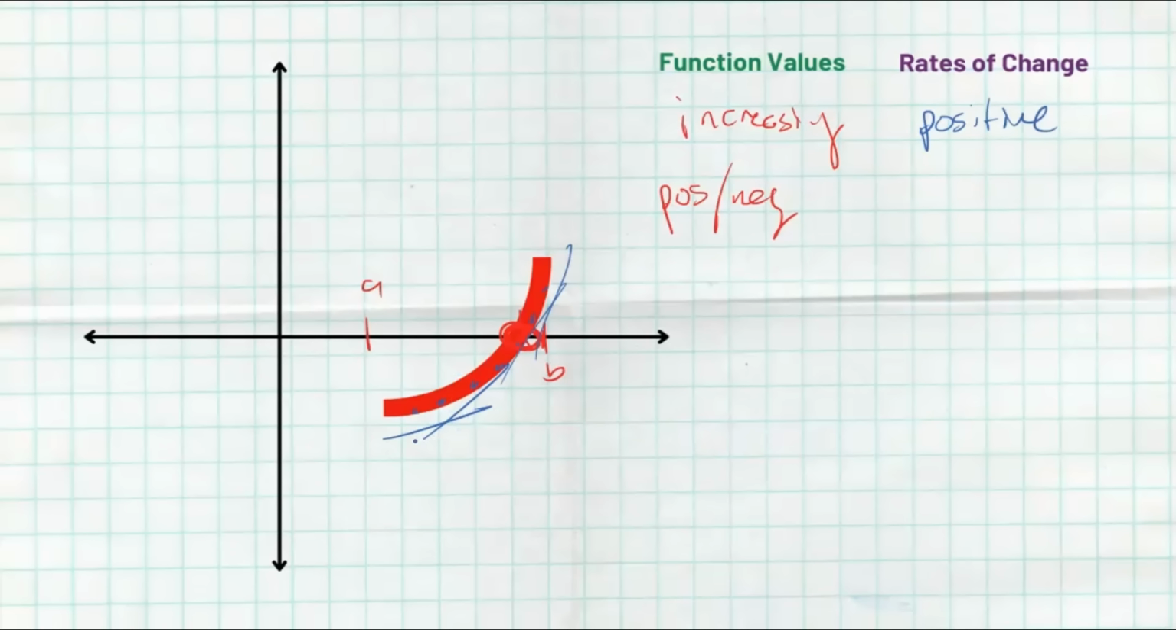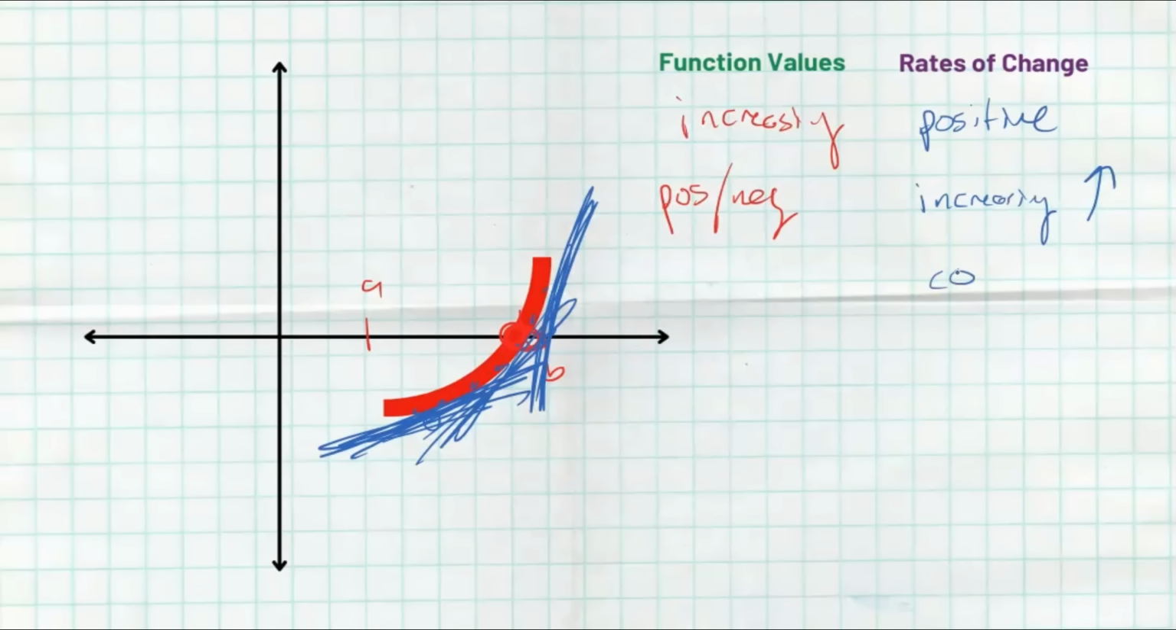So the rates of change are positive. That's awesome. But notice what's happening. They're becoming more and more positive. So right here, I'm positive, more positive, more positive. So my rates of change are increasing. They're going up. And again, concave up. So when we talk about concavity, we're talking about how your rates of change are changing. If your rates of change are getting bigger, more and more positive, or less and less negative, you're concave up. If your rates of change are decreasing, becoming less and less positive, or more and more negative, then we're concave down.